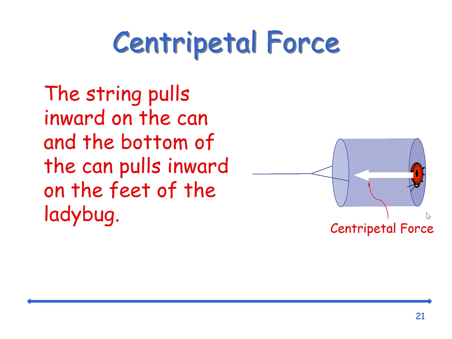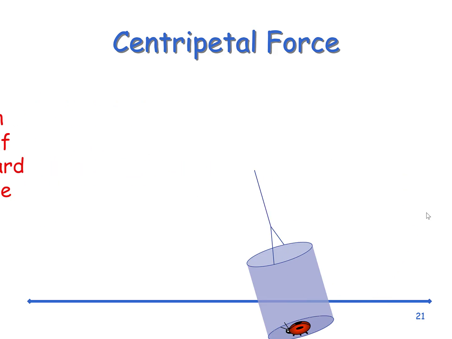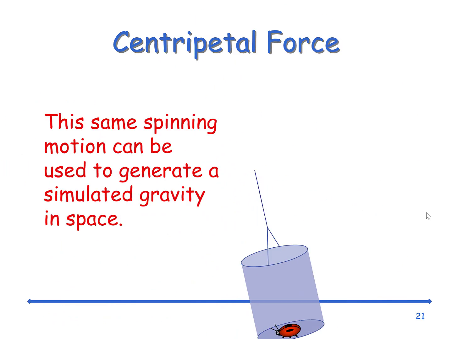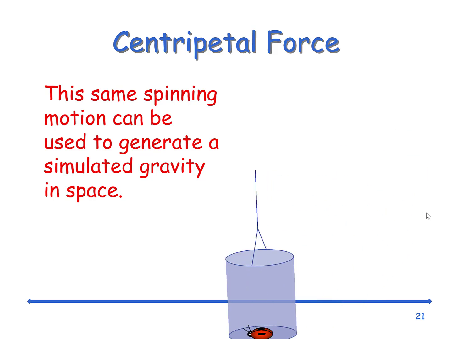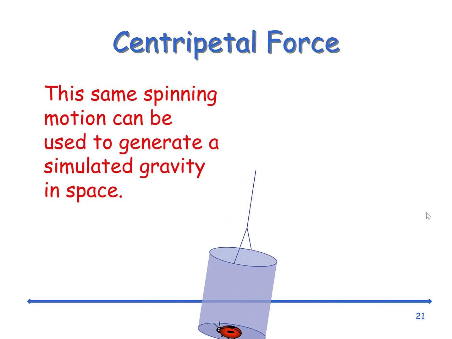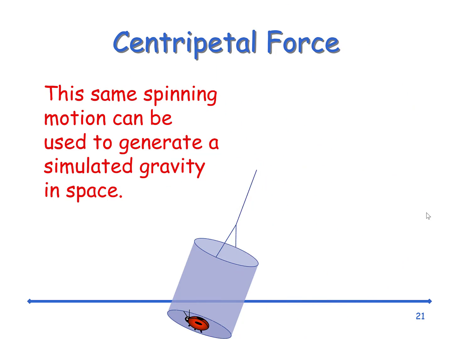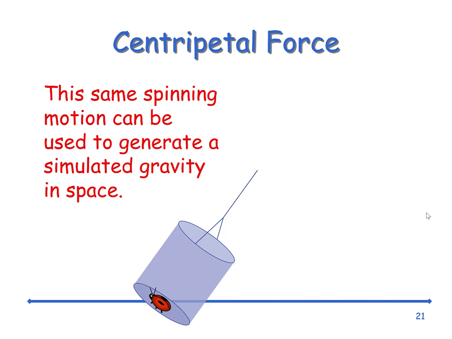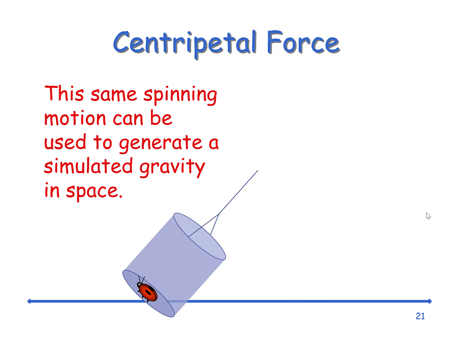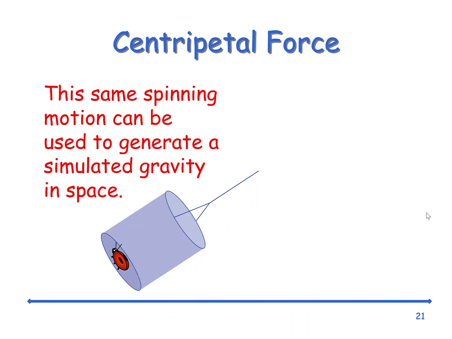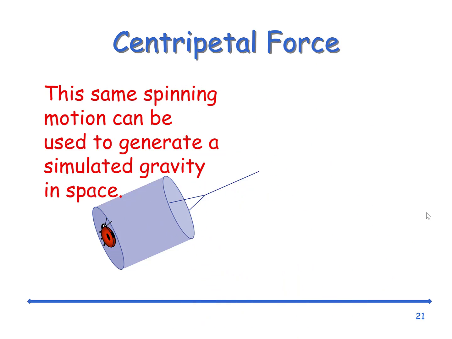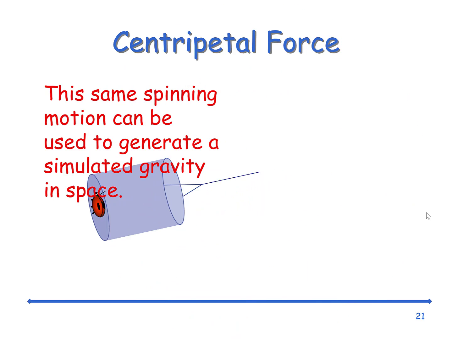Now, as you spin it around in a circle, that same spinning motion can be used to generate a simulated gravity. If you were the ladybug in the middle of this can and it was spinning at the right speed, not too fast, you could spin it in a way that simulates gravity. The ladybug would still feel like it's just sitting there in the can without it being spun.